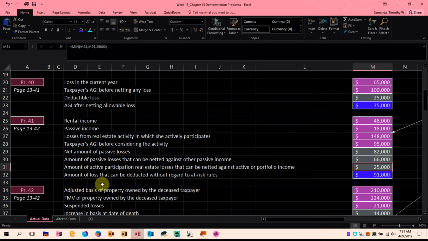So the question is, how much of the loss can be deducted without regard to at-risk rules? It turns out we would just sum the total of the amount of passive losses that can be netted against other passive income, which we said was $66,000. That's just the 48 plus the 18. And then we'll add to that the $25,000 of active participation from the real estate losses that can be netted against active or portfolio income. And so she winds up with $91,000 total.